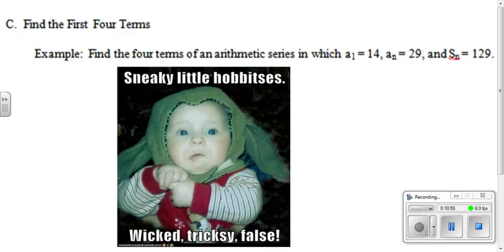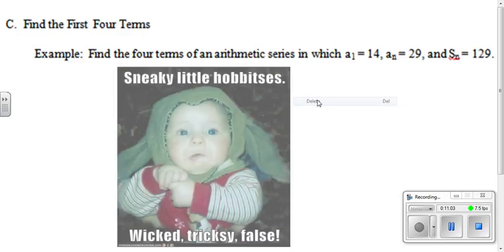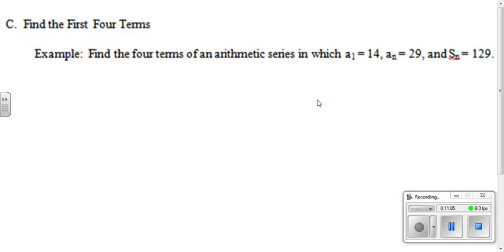Oh, they're at it again. This is a much cuter golem, though, but those sneaky hobbits, they think they've got us. Wicked, tricksy, and false. In this case, we need to find the first four terms of the arithmetic series in which a sub 1 equals 14, and a sub n equals 29, and s sub n equals 129.